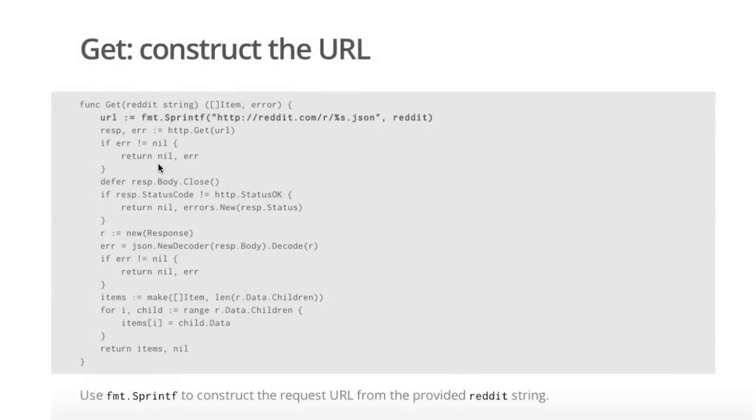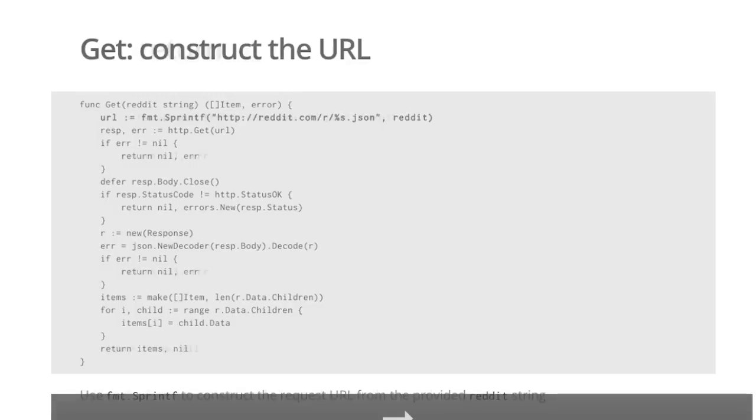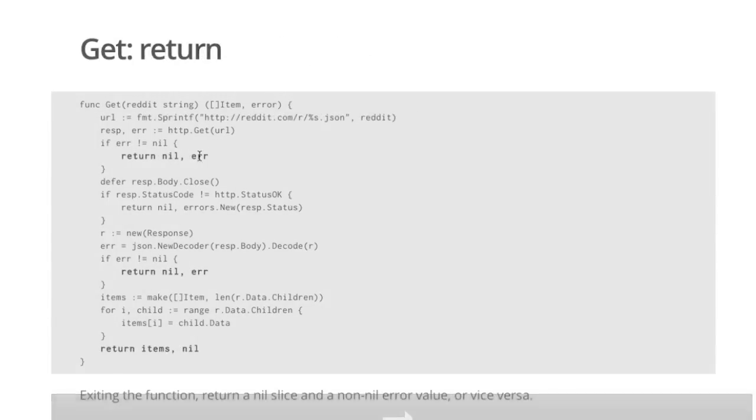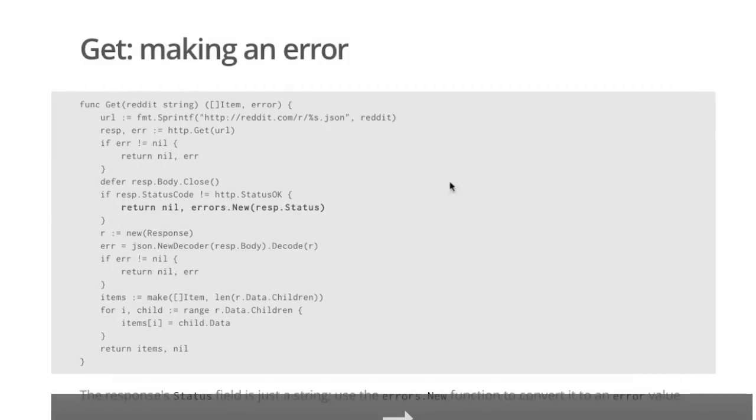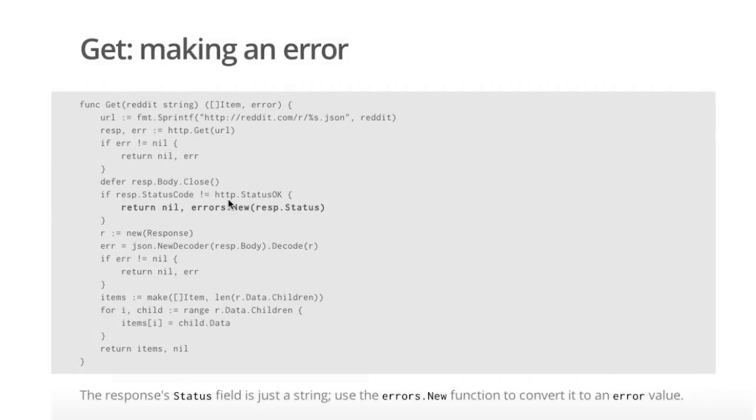Then we make our HTTP request as before and check the error. But notice that this time, instead of calling log.Fatal to bail out of the program, we want to return the error. And so we return a nil value for our item slice, indicating that there are no items to return, and our value as our error value. But notice that when we handle the response code later on, our status field is actually a string, not an error value. To convert this string into an error value, we use the errors.New function.